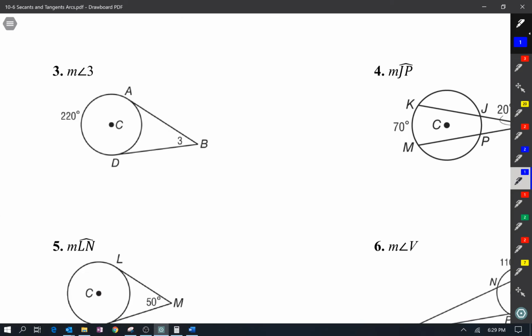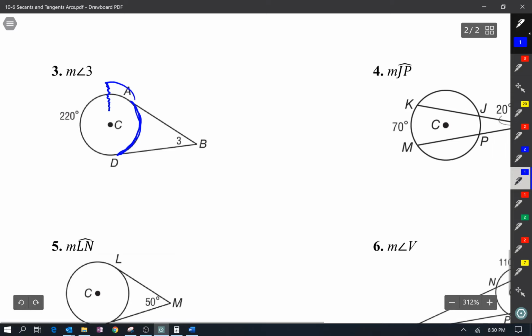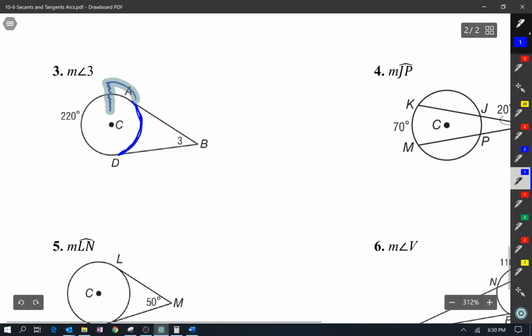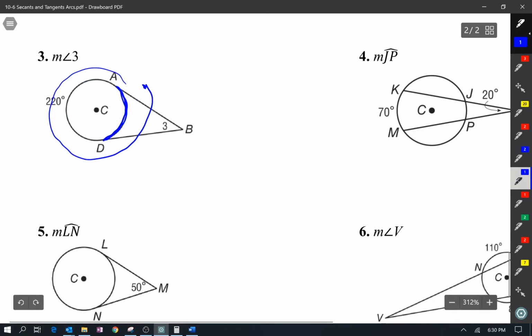Now this one, a lot of people, if we were having tutoring in the mornings, if you were in my classroom, I'd have a lot of people come in. You're going to come to me and say at first, oh, I don't have enough information to solve it because I don't know what this is. But you do know what that is, because here's what you do know. You do know that all the way around a circle is 360 degrees.